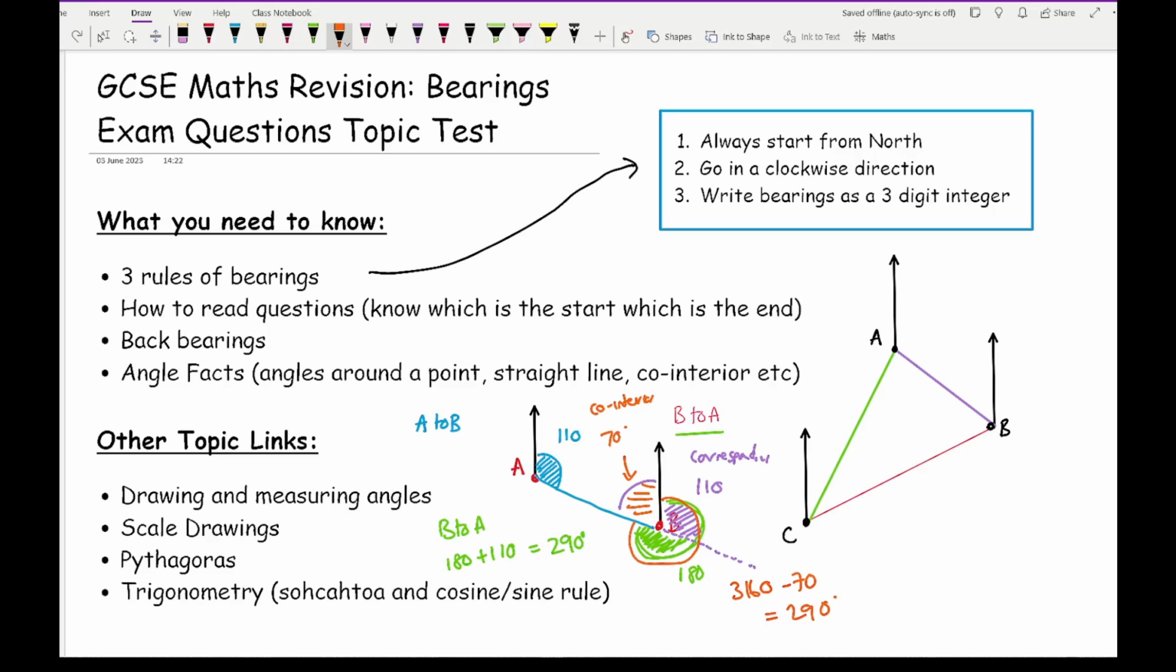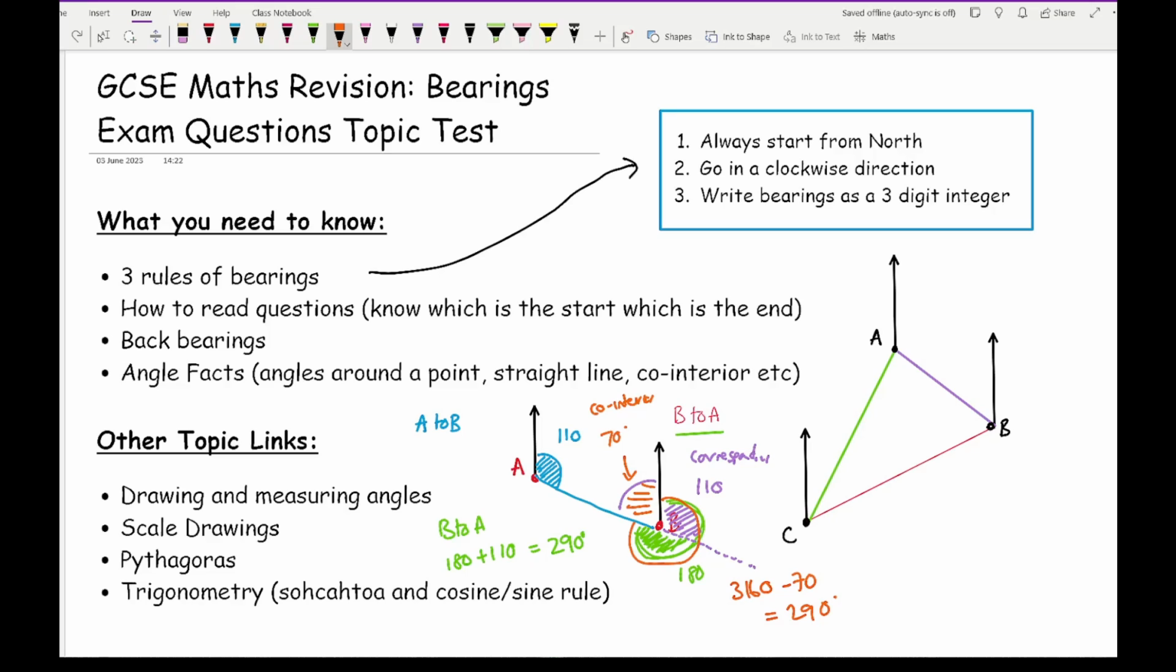Now, other topics that bearing questions are often linked to, the most obvious one being drawing and measuring angles. This is only when your diagram has been drawn to scale. Most questions will say not to scale, in which case you do not go anywhere near your protractor. It's going to be basically using your knowledge of angles and straight lines. Another thing that's sometimes connected is scale drawings, but again that tends to be more at a basic level rather than a higher level of maths.